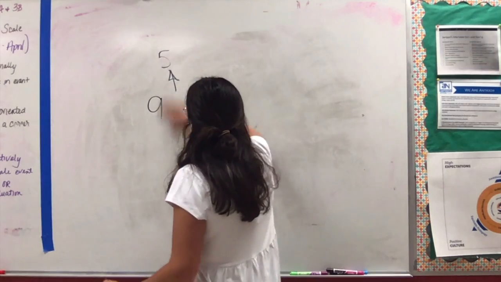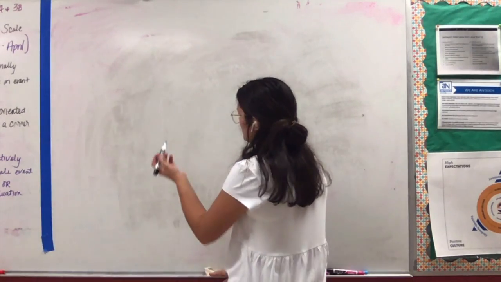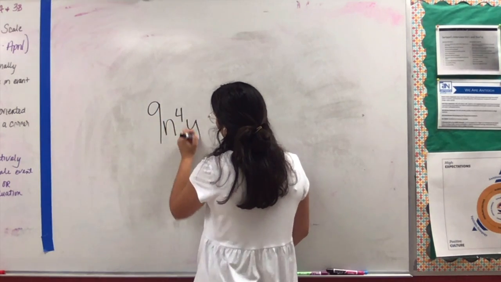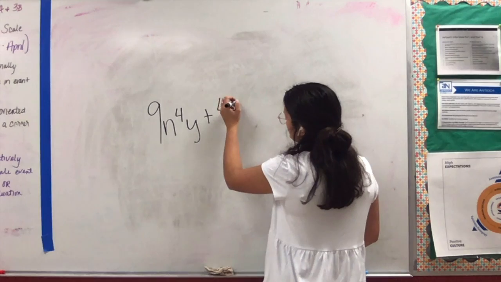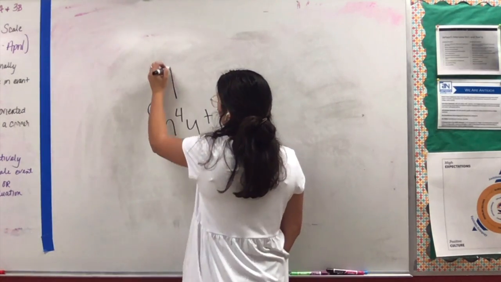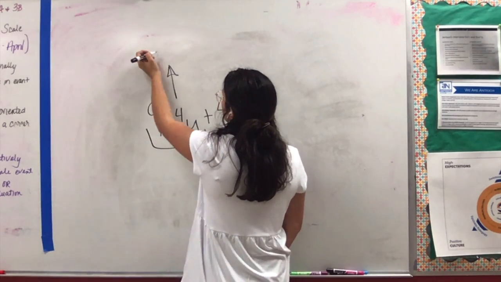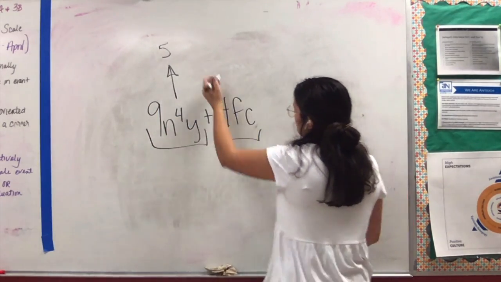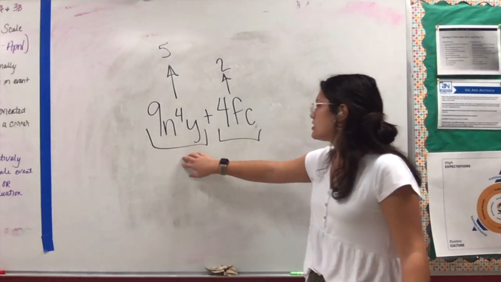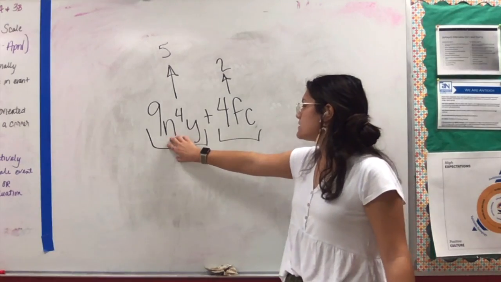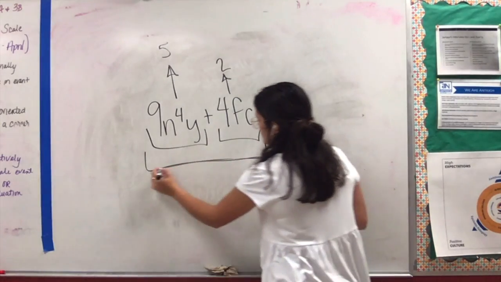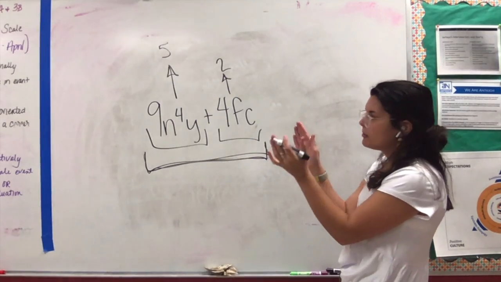Okay, so now let's look at a polynomial. Let's put these two together. Let's do n to the 4th power y plus 4fc. We said that this term had a degree of 5, and this term had a degree of 2. Now when we have a polynomial, we want to find the degree of each term. But we have a binomial, so we need to find the degree of the whole binomial, the whole polynomial.